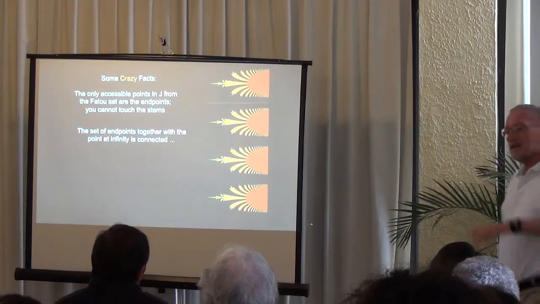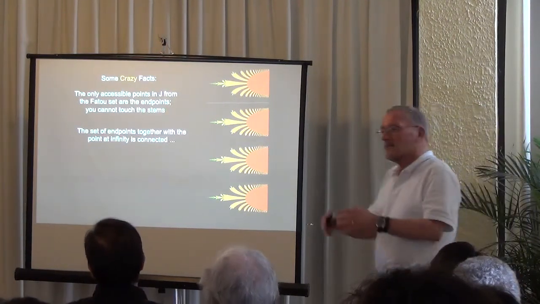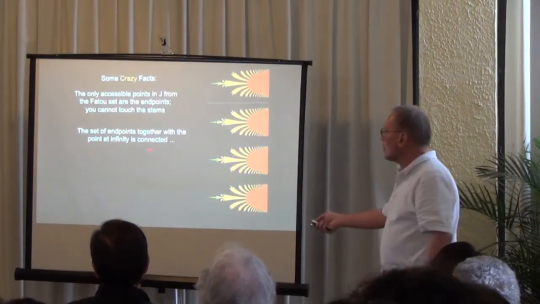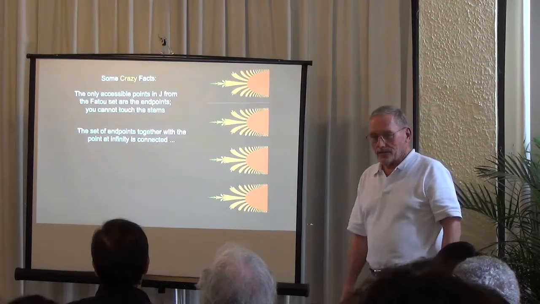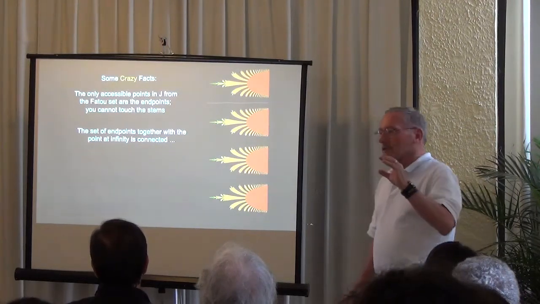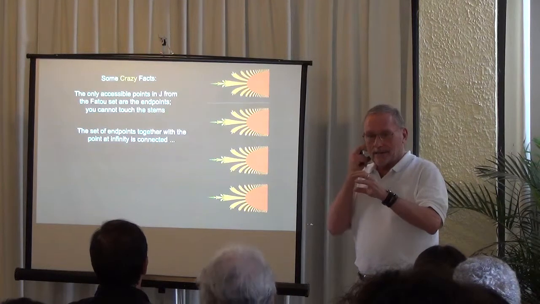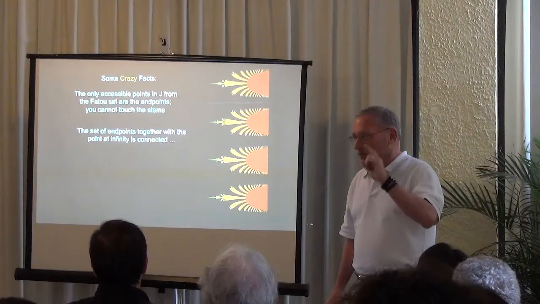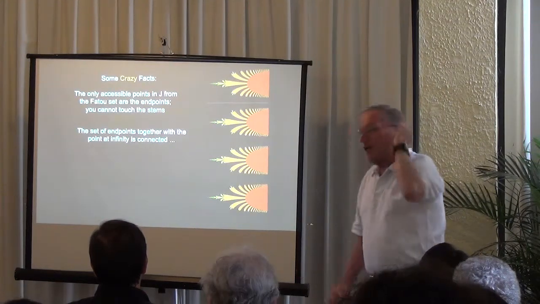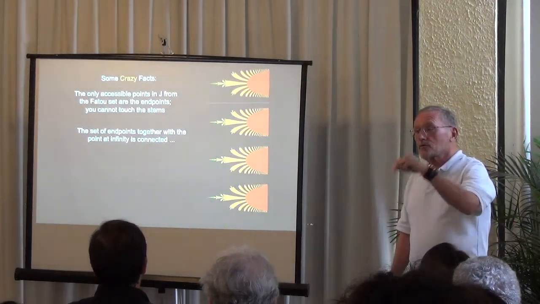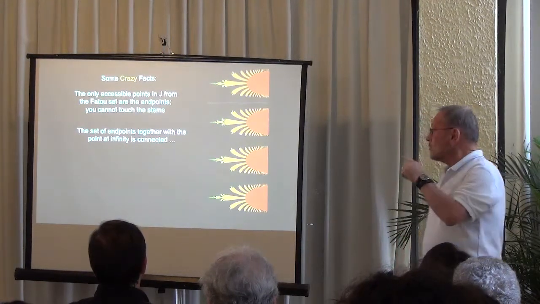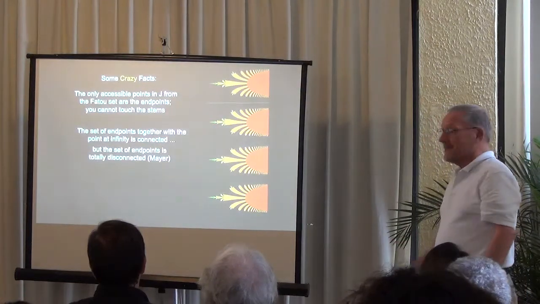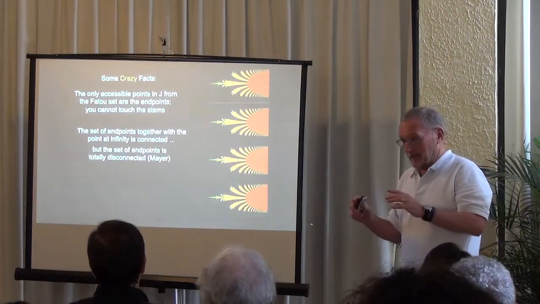But here's something crazy. The first fact is this. Let's look at the set of endpoints, and let's put that now in the Riemann sphere. Let's look at the set of endpoints union the point at infinity. That turns out to be a connected set. It's one piece. The set of endpoints union infinity is one piece. And now, by a theorem of Mayer, let's remove one point. Let's remove the point at infinity from this set. The resulting set is totally disconnected.